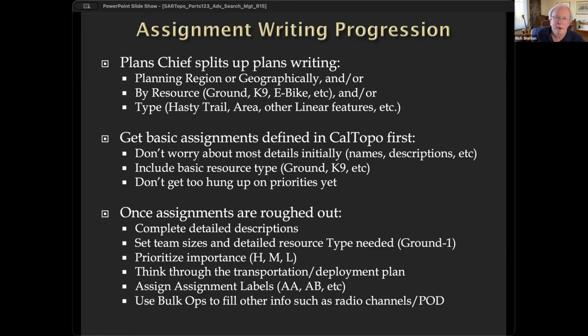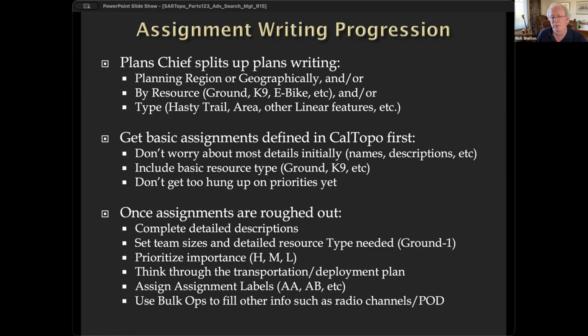And kind of our best practice is get those basic assignments and segments drawn in Caltopo first. Don't worry about the details like names and descriptions and all that. We're really getting those shapes. Hopefully, we're thinking about them in a good way, and we're approaching it with good segments. But we can fill in those details later, especially assignment labeling and stuff like that. I'll generally include the basic resource type right away, whether it's a ground or canine or e-bike or whatever.